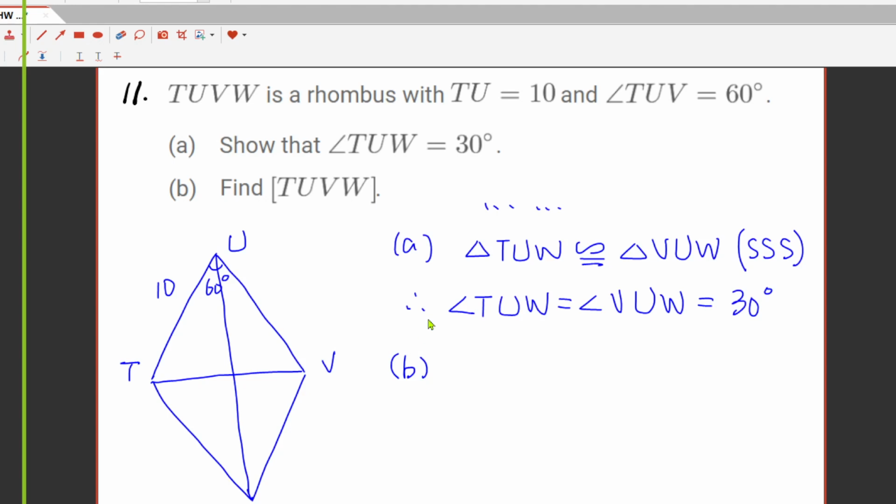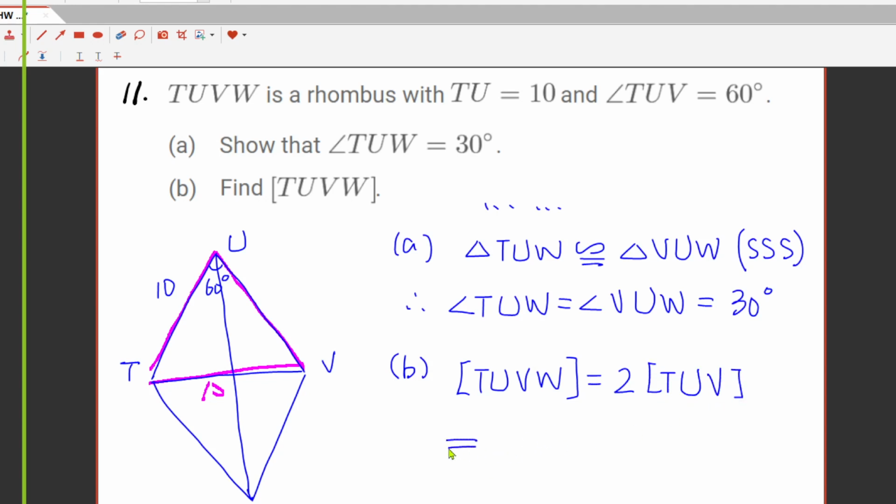And for the second one, diagonal TV cuts the rhombus into two equilateral triangles of side 10, right? So side TV is also 10, this side is 10, and this side is 10, right? And we know that the area of this quadrilateral must be twice the area of triangle TUV, right? And we know how to find the area of an equilateral triangle, which is 10 squared square root 3 over 4. Then use 2 times that value, which is 50 times square root 3, right?